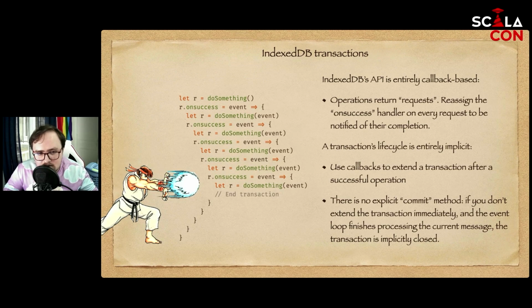The lifecycle of transactions in IndexedDB is entirely implicit, so you must use callbacks to extend a transaction after a successful operation. And there is no explicit way to commit a transaction. The idea is that if you don't extend the transaction immediately in the callback, and if you return to the event loop without extending the transaction, then the transaction is closed implicitly.